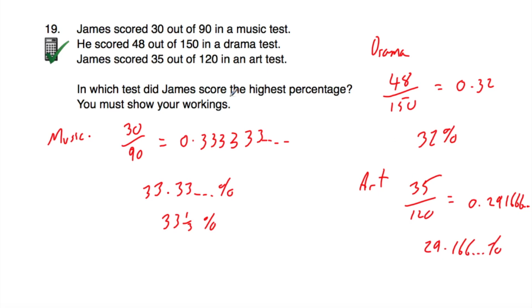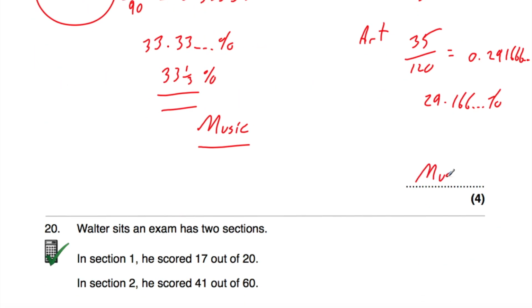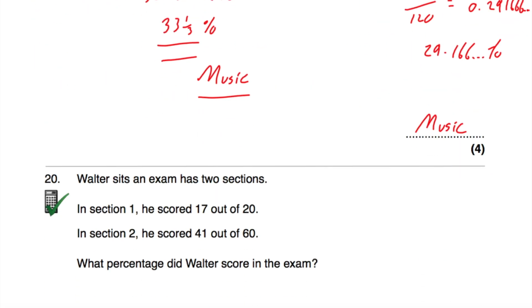It said, in which test did James score the highest percentage? So it's going to be music. In music, he scored 33.333 and so on percent. So let's write that down. The answer is music.